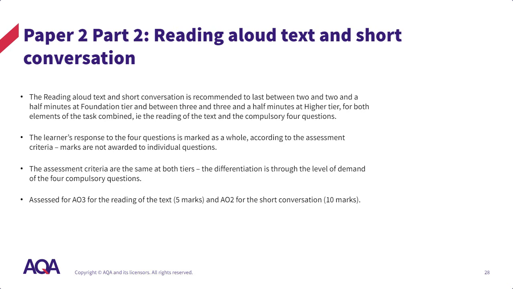part 3. The criteria are the same at both tiers, so differentiation is by task, and we will ensure through our question paper setting process that tasks are of the appropriate level of demand for each tier. The response to the 4 questions is marked as a whole, not for individual questions, so there is an opportunity here in the AQA test for students to gain quite a few marks responding to some straightforward and accessible questions using the vocabulary and structures from the text if they wish.